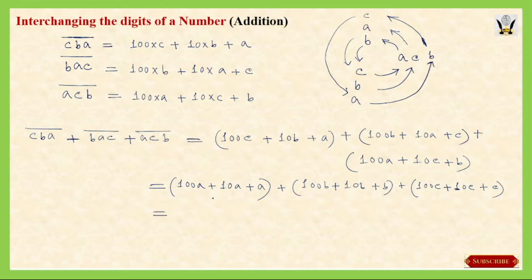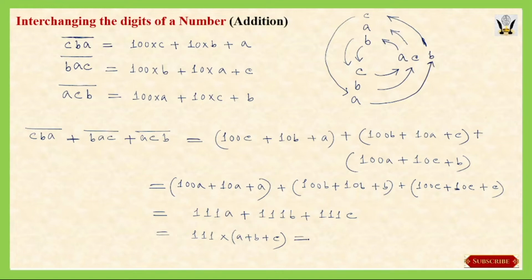So if we add these three, then it will be 110 and then plus a, so 111a. Fine. Then from the second part, we will be getting 111b. Fine. Then from the third part, we will be getting 111c. That means in all these three parts of this result of addition, we are having a common factor 111. So it will be 111 multiplied by a plus b plus c.